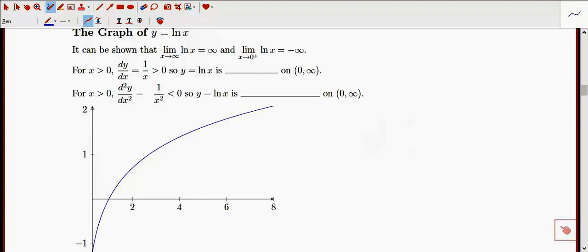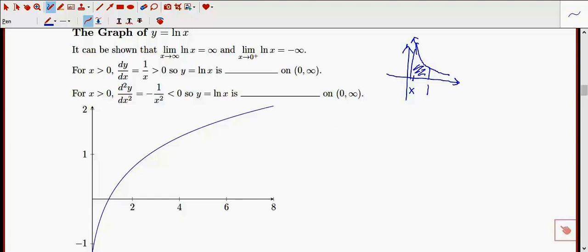And as x approaches 0 from the right, this is 1 and x is right here, it will be the negative of this area. And this area as x goes to 0 is approaching infinity, so we get the limit as x goes to 0 from the right, ln of x equals negative infinity.